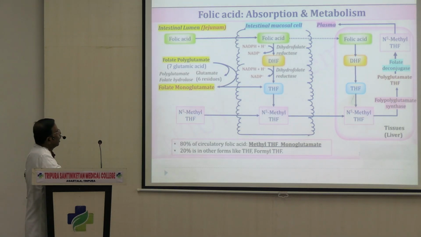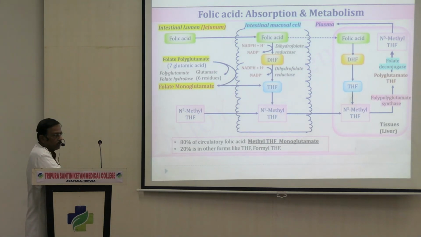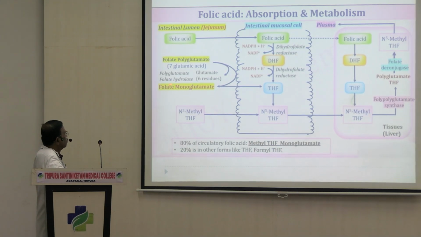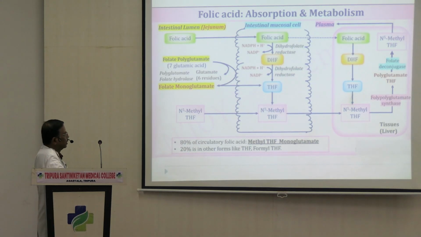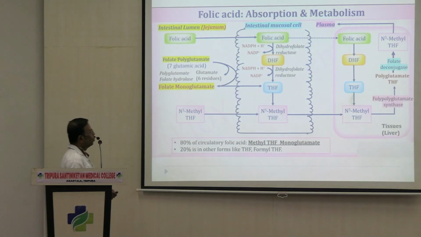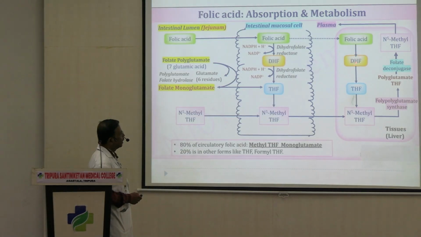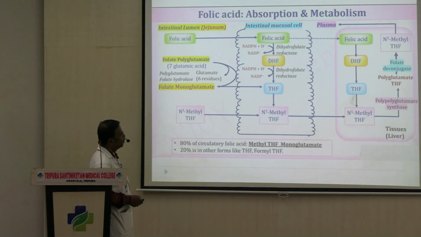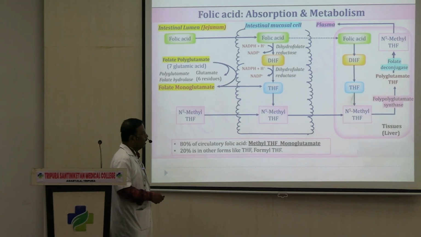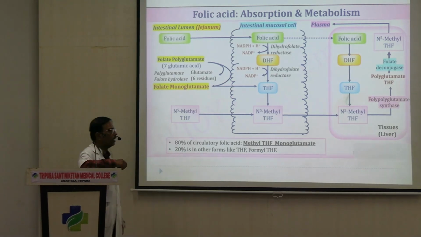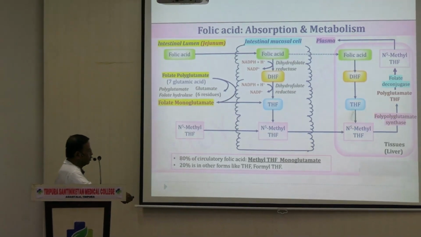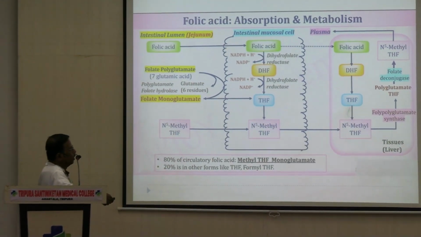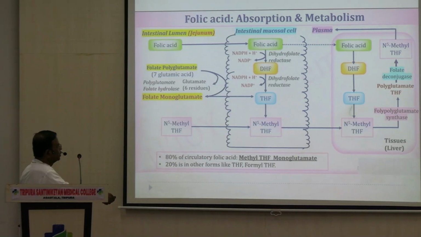Then absorption of folic acid, it may not be important for exam, but as folate monoglutamate, it is absorbed in the cell and it is converted by dihydrofolate reductase to tetrahydrofolate. Then in tissue it is converted into N5-methyl tetrahydrofolate. N5-methyl tetrahydrofolate is then stored in this tissue as polyglutamate by the enzyme polyglutamate synthase.